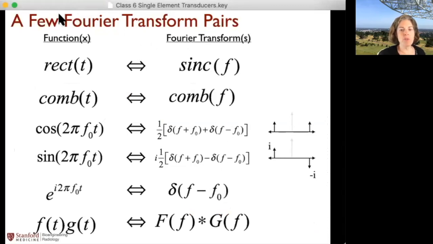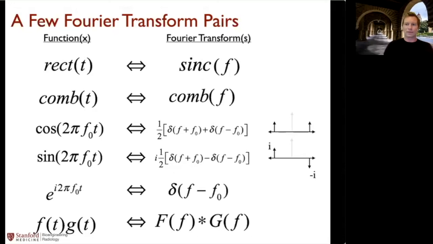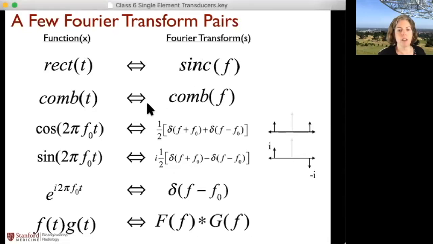So just a few Fourier transform pairs. If you have a rectangle in space, in other words, if your transducer is shaped like a rectangle, then the shape of the pressure field is going to look like a sinc. And a sinc, of course, is sine x over x. So it's a sinusoid, but then it gets smaller in space.